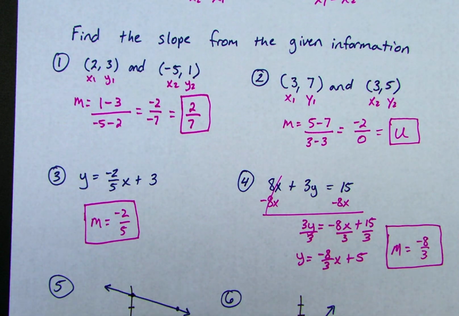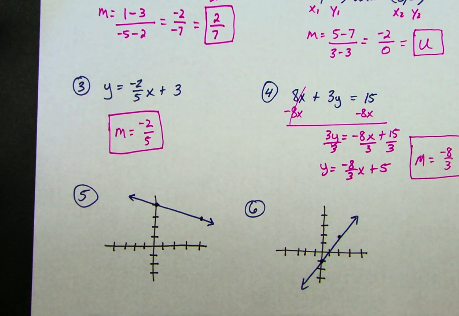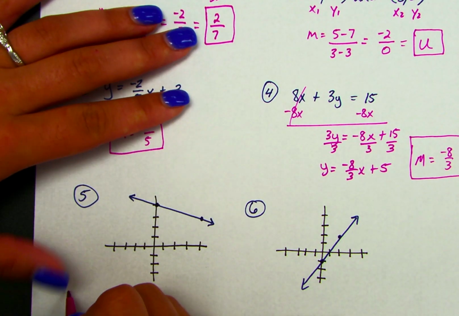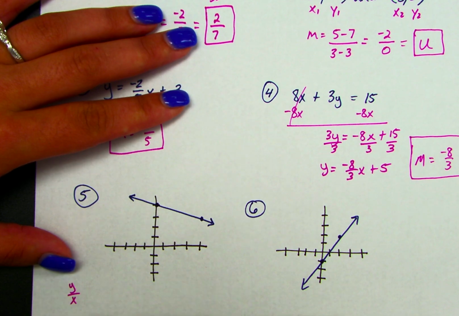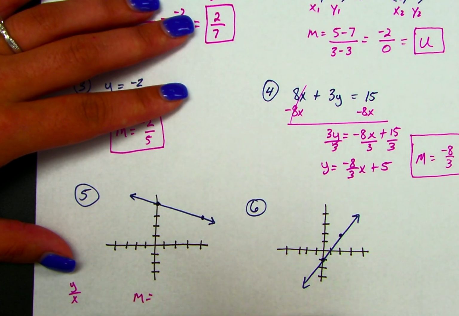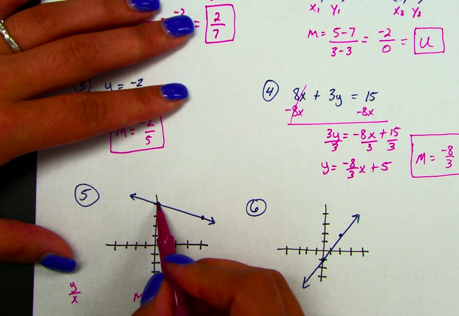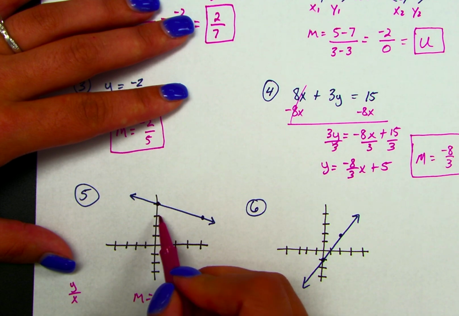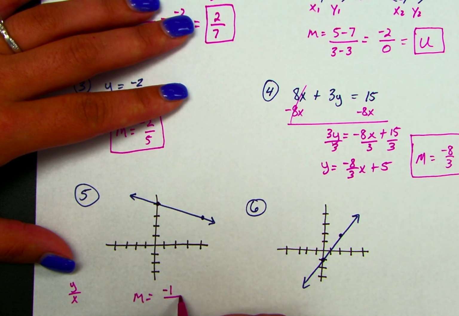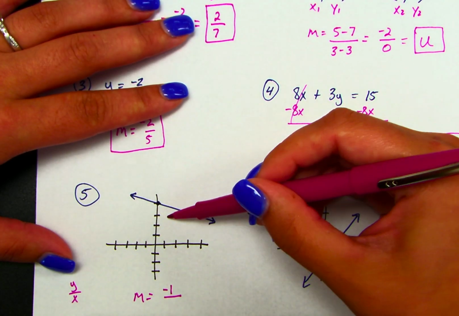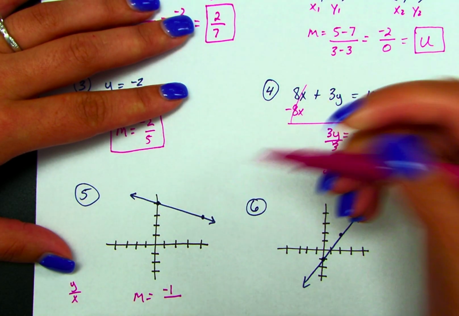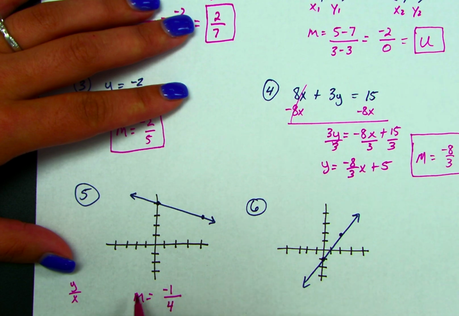Okay. And then from graphs, we can either identify 2 points and do our formula, or we can just count. So when we count, we always want to go from left to right. And remember, it's always the y over the x when we do this. So here, I'm going down 1. So if I go down, that's a negative. And then I'm going to the right, 1, 2, 3, 4. So my slope is negative 1/4.